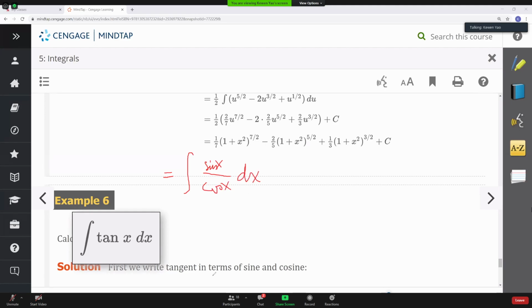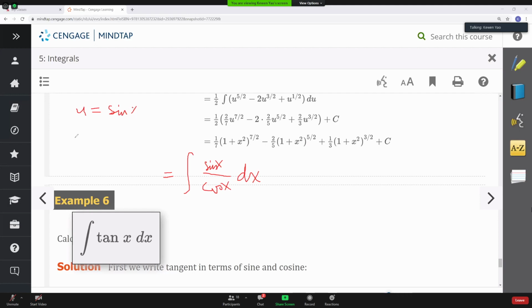All right, everybody knows that tan is sine over cosine. This is a famous basic identity from math 1126, right? Now you can introduce u equal to sine. Suppose you want to let u equal to sine, let's see if it works or not. It may not work, right?